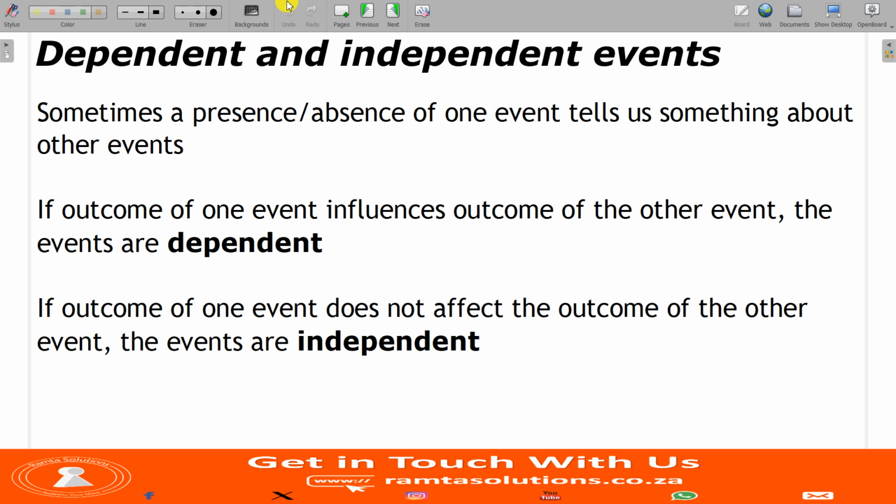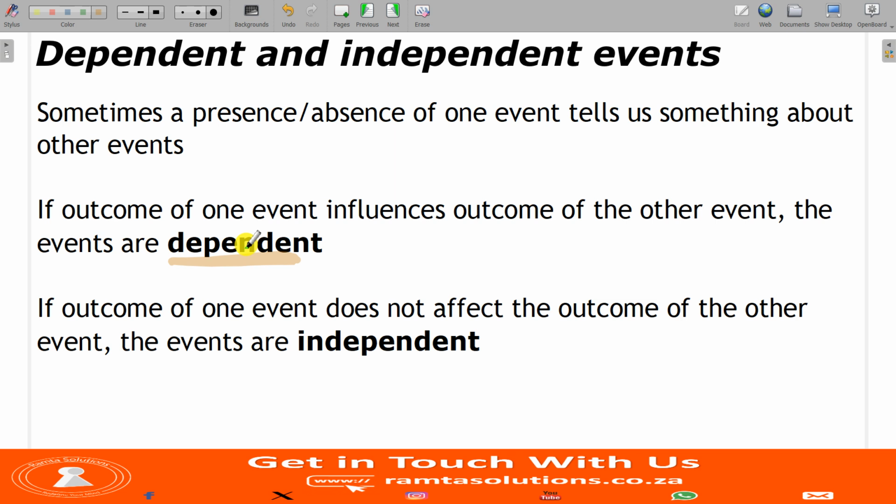Now, if the outcome of one event influences the outcome of the other event, you must know that the two events that you're looking at are dependent. I repeat, if the outcome of one event influences the outcome of another event, the two events are dependent. In other words, if knowing the probability of one event affects the probability of another event, the two events are dependent.